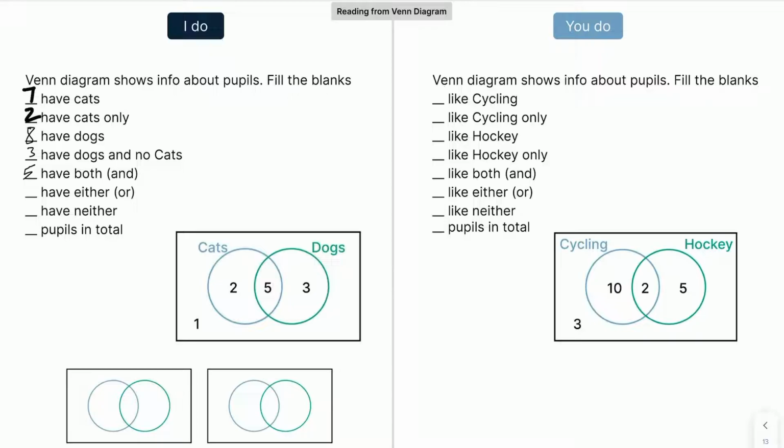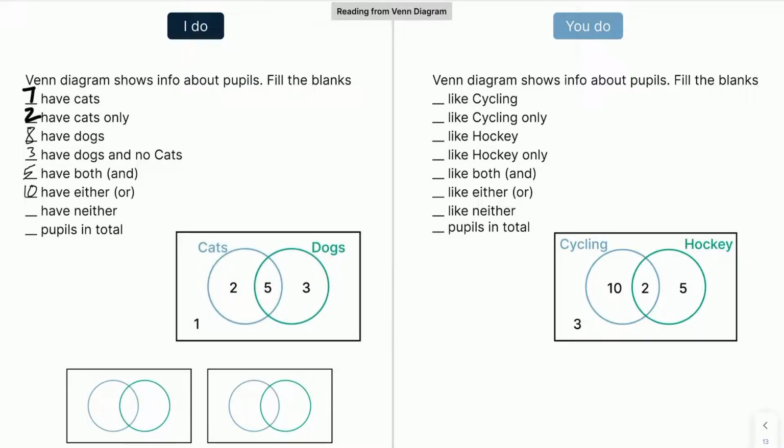And then we have either. Now the either means they have cats or they have dogs. So if you remember from earlier, it's the same as shading in all of cats and then shading in all of dogs. So it's going to be this entire region. So that's going to be this, which is 10.